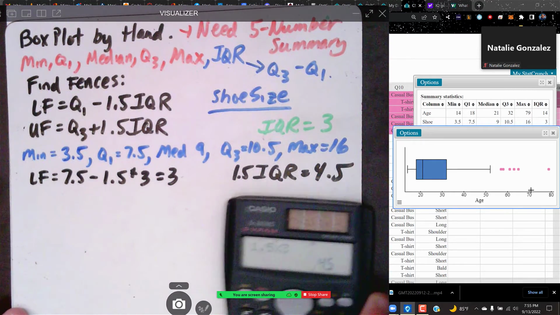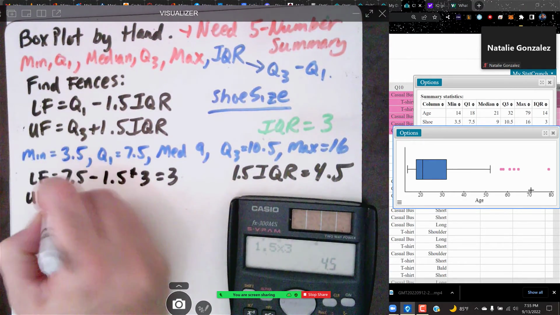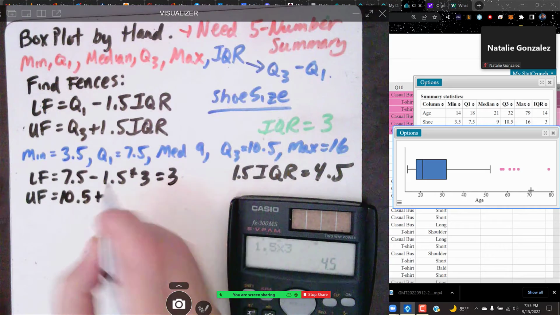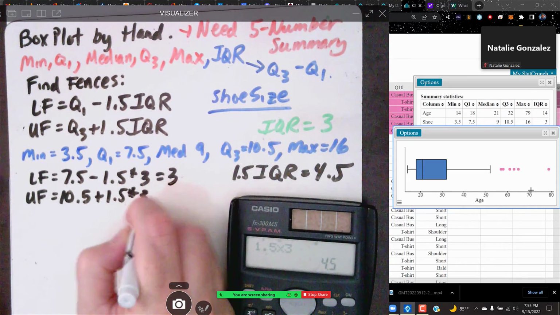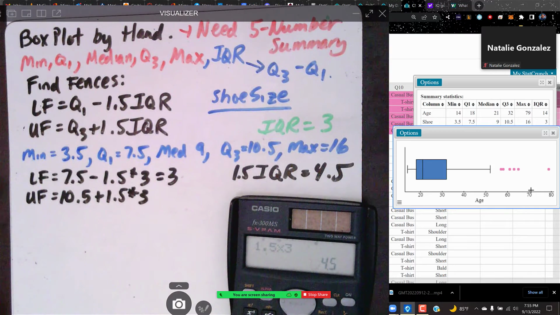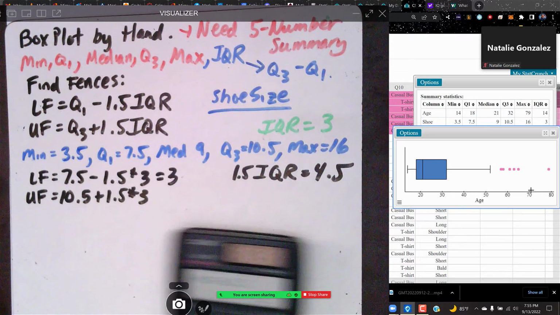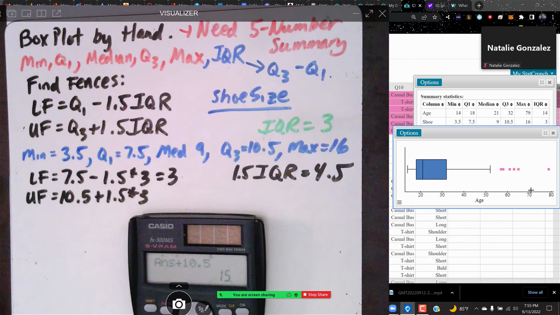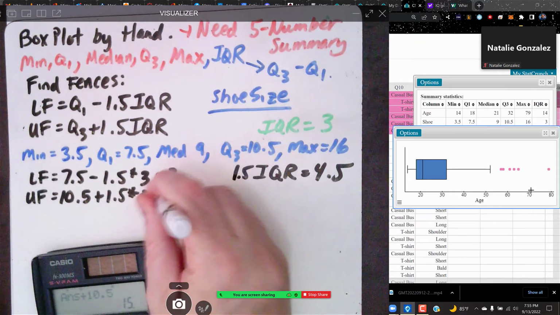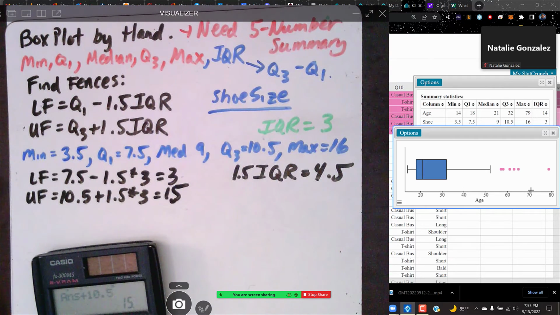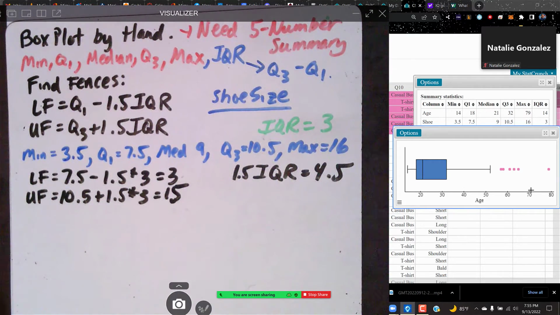And then our upper fence is Q3. Q3 was 10.5 plus that 1.5 IQR, or 1.5 times 3, which is this 4.5. If I hit plus 10.5 here, I have both, and my upper fence is at 15. We have everything we need to do the box plot. I'll pause and make sure you've got that all written down before we start drawing it.